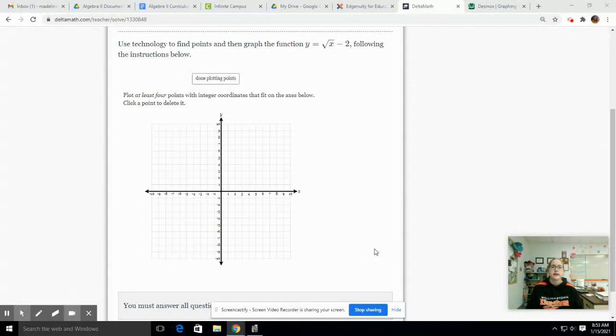If I gave you a list of coordinate points, you could graph that. But this time we're going to be graphing radical equations. So that means an equation that has a square root, cubed root, something like that in it, and just seeing what it looks like on the coordinate plane.